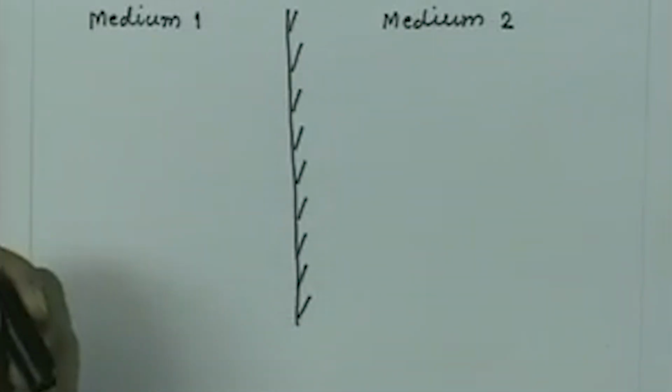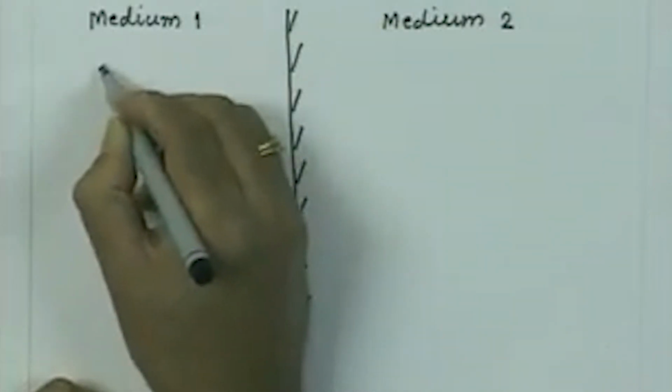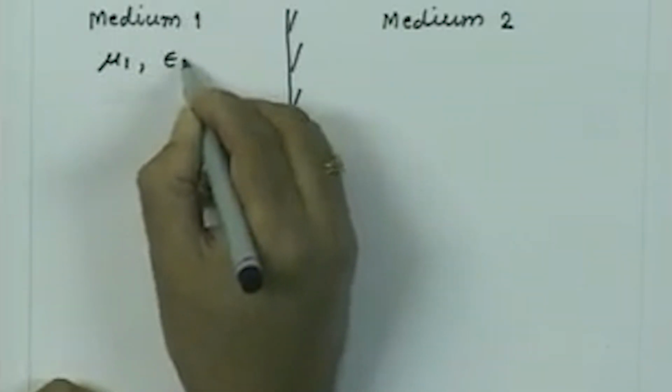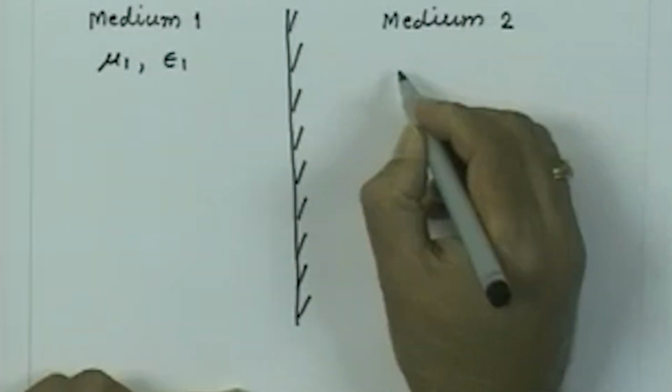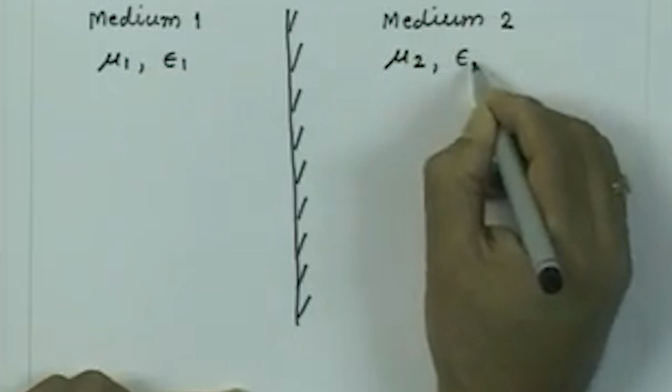and let us assume that the conductivity for both the media is still 0, that means the media are still lossless, but the permeability and permittivity are different for these two media. So let us say the permeability for this medium is given by mu1, permittivity is given by epsilon 1, and for medium 2 the permeability is given by mu2 and the permittivity is given by epsilon 2.